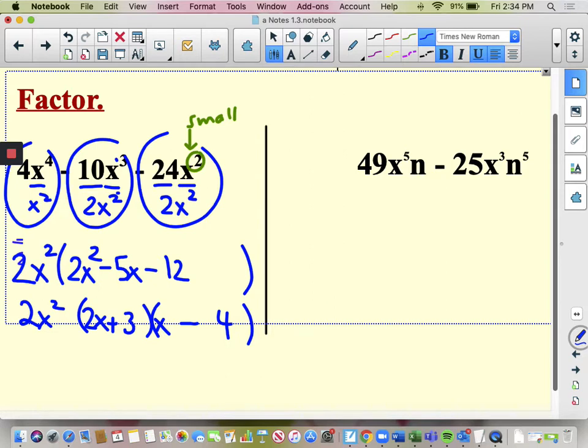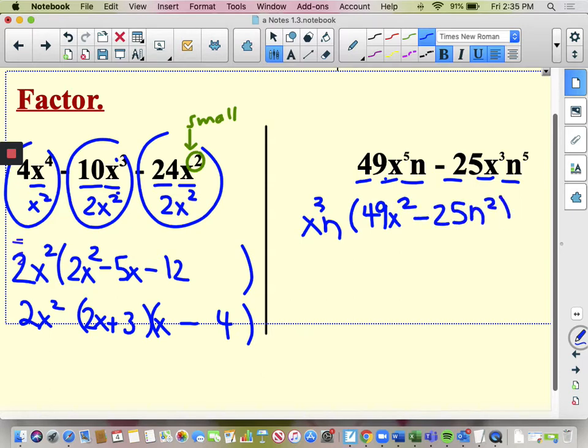Okay, so the second one I'm going to skip, but it would be the same idea. I'm going to go through it quickly, sorry. How many x's can you take out? 3. How many n's at most? 1. Nothing in common between 49 and 25. So that's going to leave me, if I'm dividing, with 49x squared minus 25n squared.